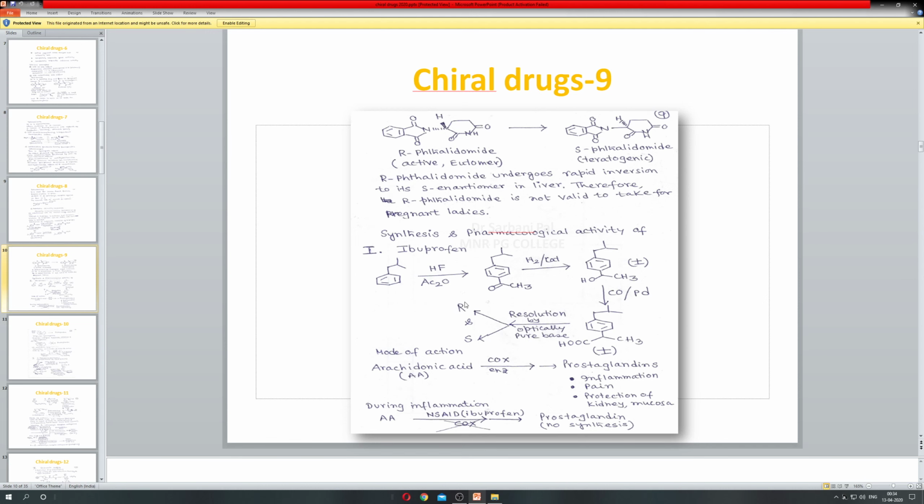Now actually this separation is not required because of the metabolic chiral inversion. If we take the racemic mixture, then inside our body the distomer R ibuprofen gets converted into the S ibuprofen. Okay, fine. Now let us see what is the mode of action of ibuprofen.